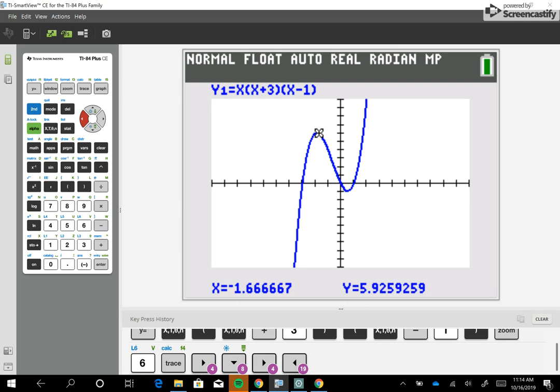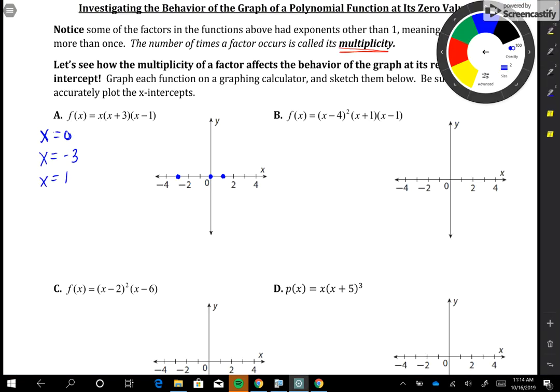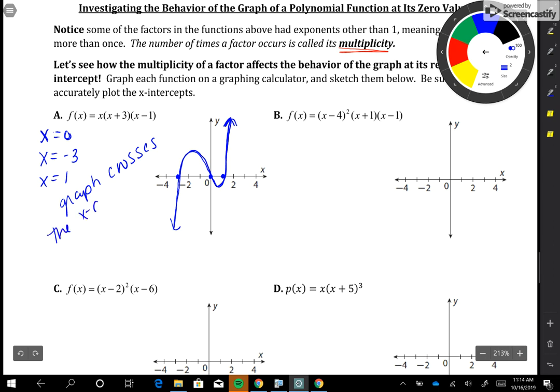So let's draw that on our notes. So what was happening is it was coming up, going through -3, coming back down, and coming back up. So really try to go through your x-intercept. Sorry, it's kind of hard on my computer. There we go. So basically we see that on this graph, it's just going through those values. All right, so graph crosses the x-axis at each 0 value. Okay, cool.